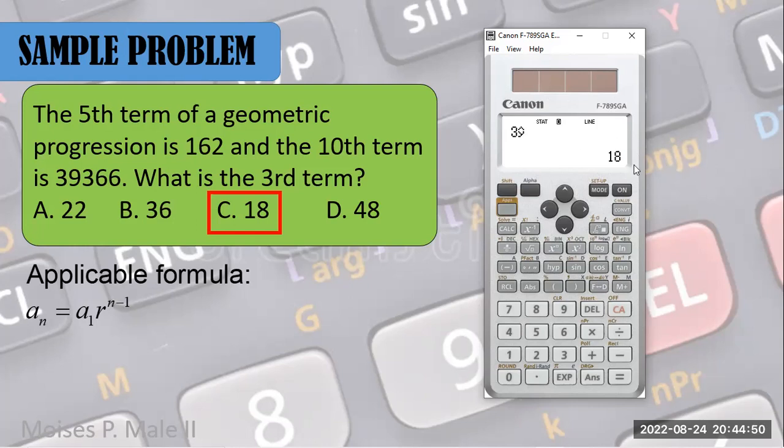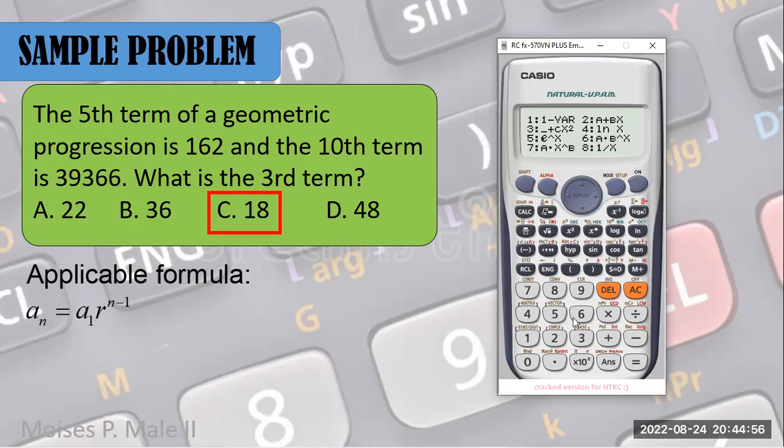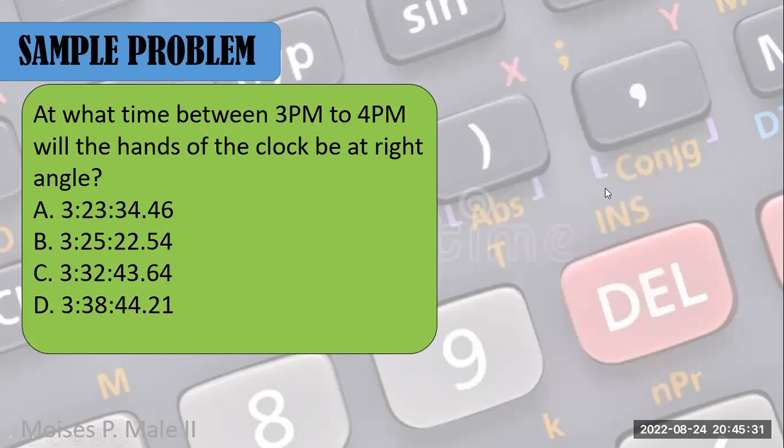Okay. So, pareho lang sa Casio. No? Okay, so mode stat. Ito naman, no? 6. Okay. So, you have 5th term at saka 10th term. Then, that would be 162 and 39366. Then, input yung third term x, tapos shift, stat, reg, tapos y hat. So, you get the same answer, 18. Right? Okay. Next. So, ito. Clock problem.